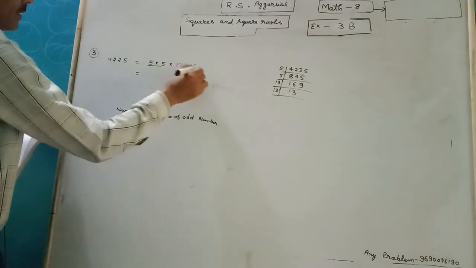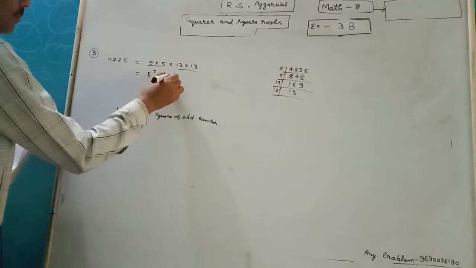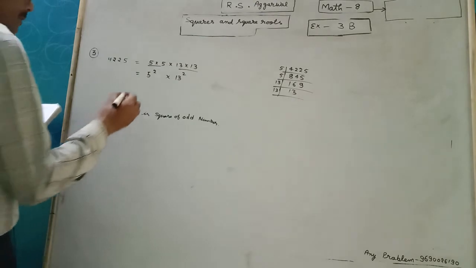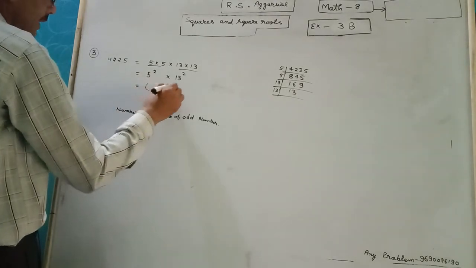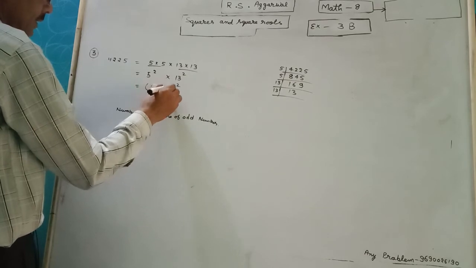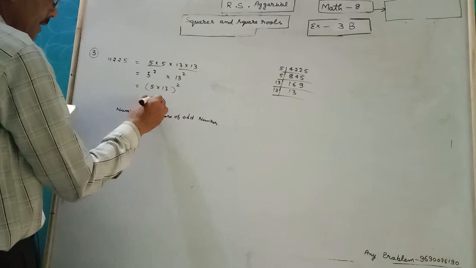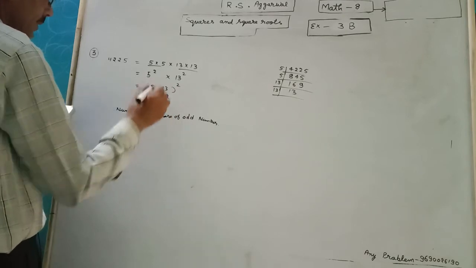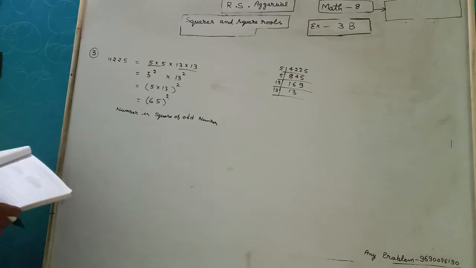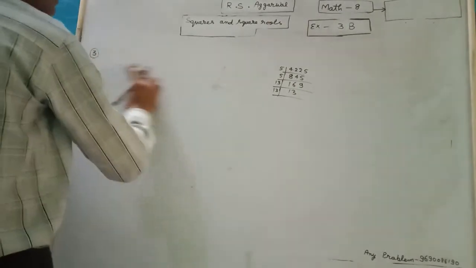Make the pair. Write in square form. 13 square and 5 square. Write in one bracket 5 into 13. After multiply 13 5 is 65. 65 is a odd number. 3 question is complete.